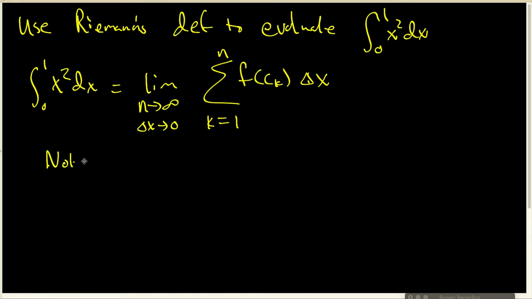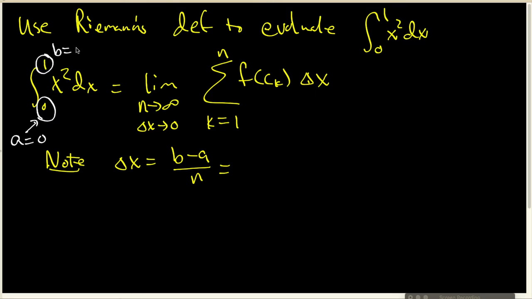Now I am going to note that our delta x is going to be b minus a divided by n, and the limits on the integral tell me what the values of a and b are. My lower endpoint is a 0, so my a is equal to 0. My upper endpoint is a 1, so my b is equal to 1. So my delta x is 1 minus 0 over n. It is simply 1 over n. The ck is anything between xk and xk minus 1, but I need to figure out what these are. And so that's the next thing that I'm going to do.